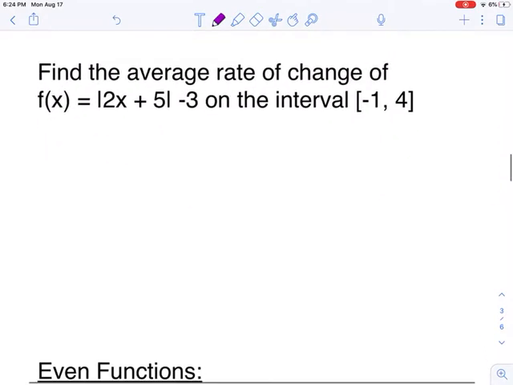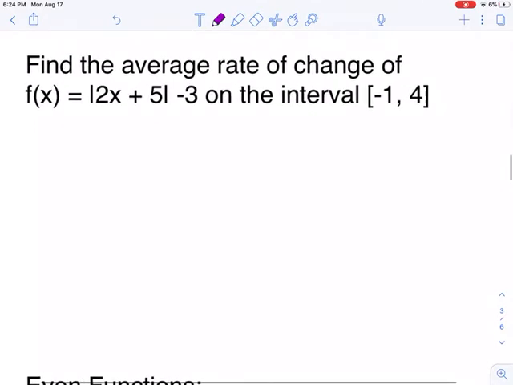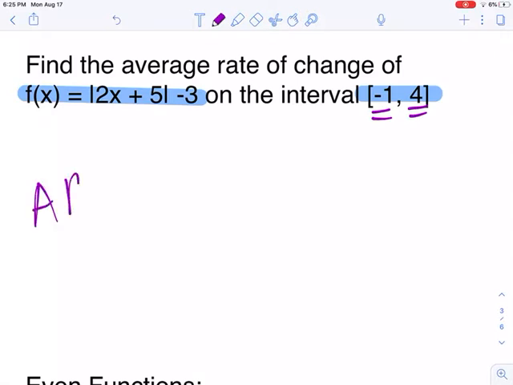Okay, so here's a problem I'd like you to go ahead and do without me. Find the average rate of change for this function on this interval. So I'm giving you an interval, which basically just means, okay, here's where we start. Here's where we stop.